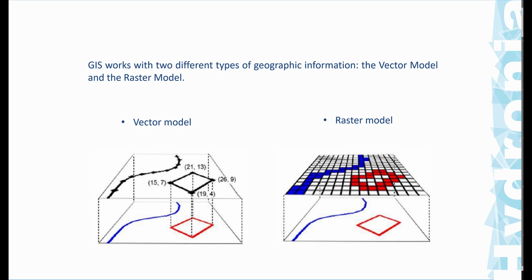The fundamental unit in the case of a vector model is the point or node, but then the node can relate to other nodes to form a line, and then the lines can relate to other lines to form a polygon. And again, as all geographic objects in the GIS environment are related to alphanumeric data, each of these objects can have its own attributes. And that's the basis of the vector model.